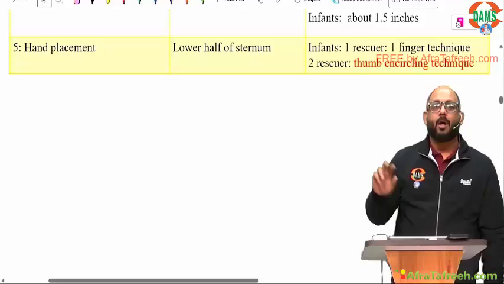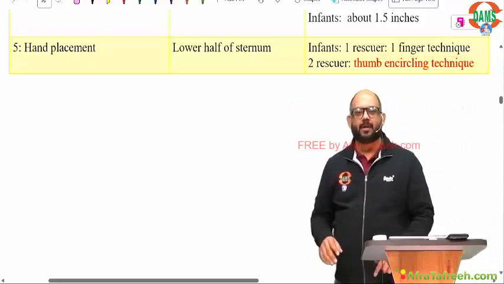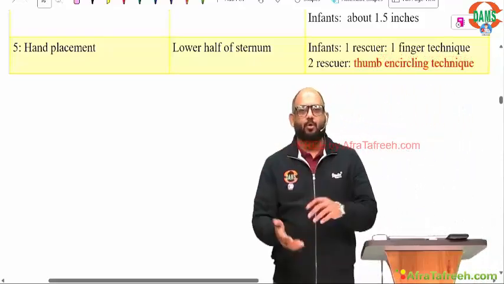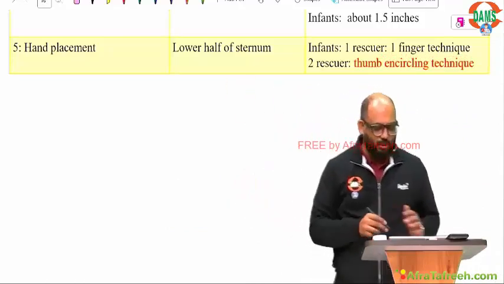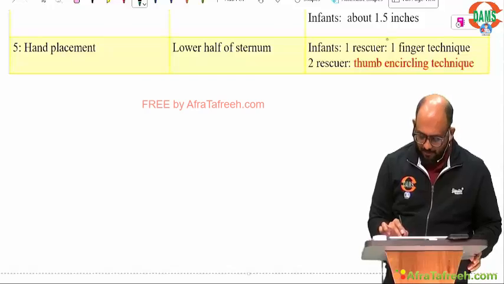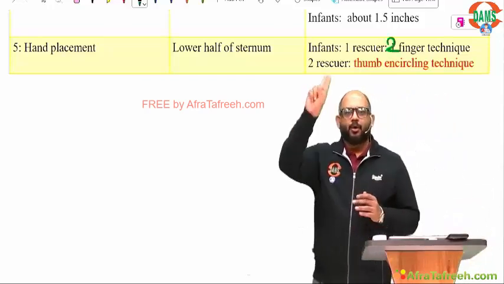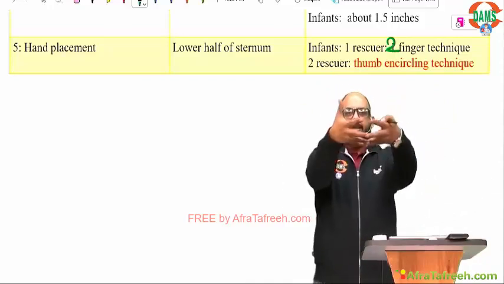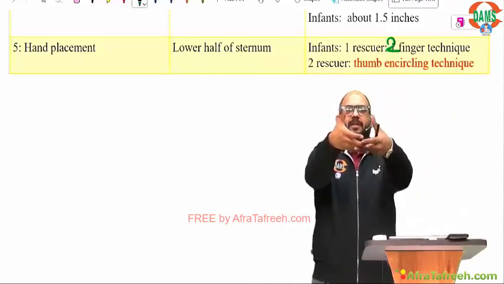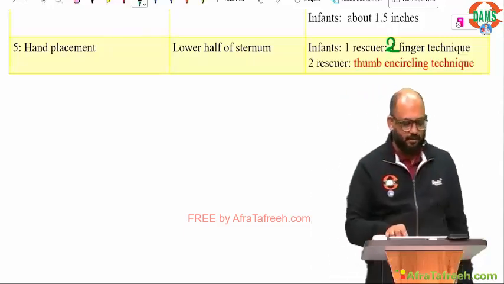Hand placement. Lower half of sternum for an adult. For a child, it depends, 1 hand or 2 hands, depending on the size of the child. Infant, if it is 1 rescuer, then it is the 2-finger technique. Not 1 finger, it is the 2-finger technique. But if you are 2 or more, then you do a better technique, that is the thumb encircling technique. So you'll hold the infant with the thumbs and then do CPR. Okay.